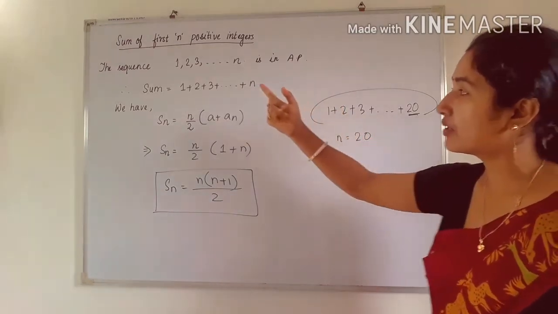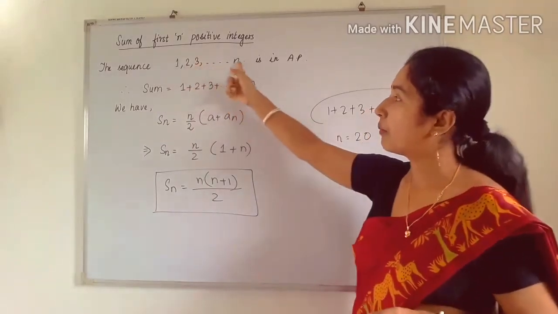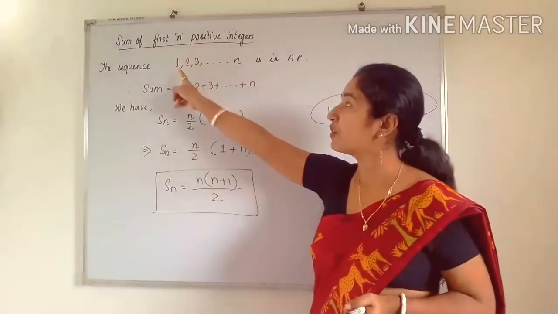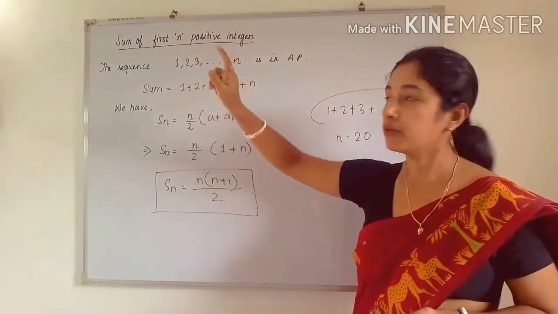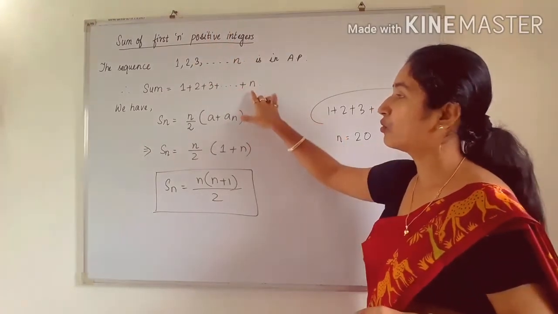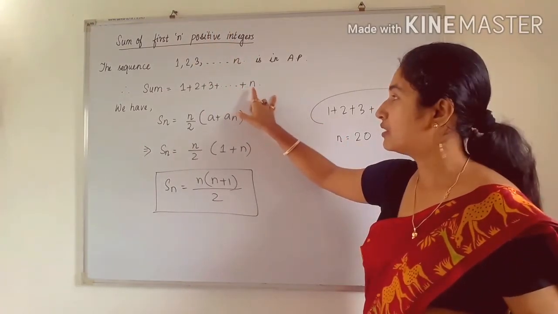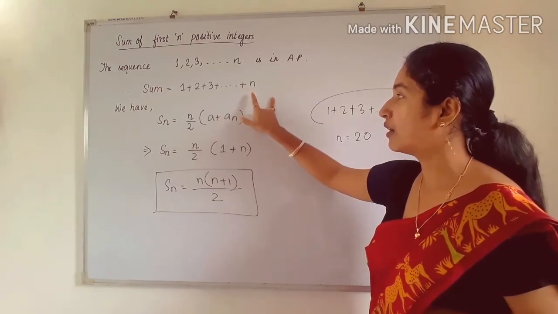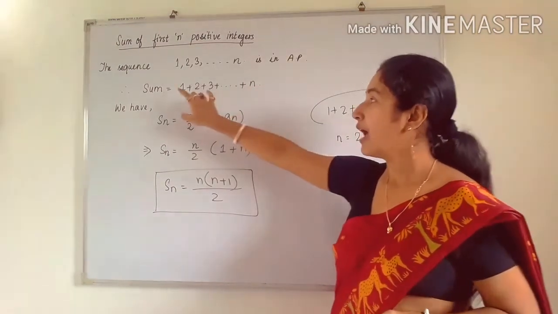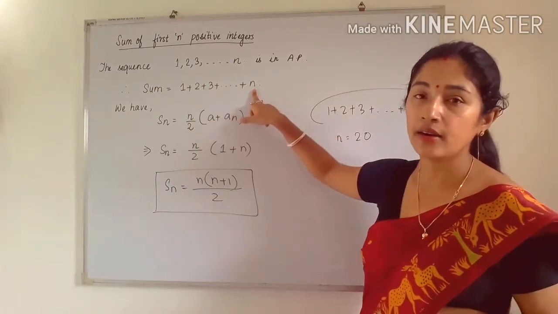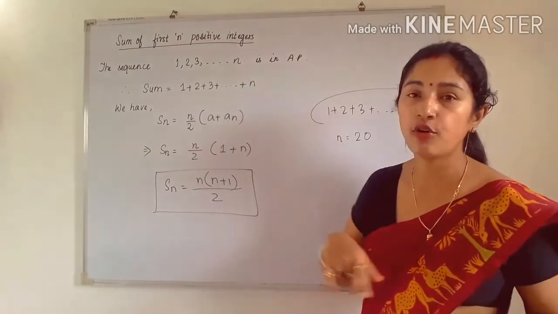Similarly, in the sequence 1, 2, 3 up to n, how many terms are there? Yes, n terms, because the last term denotes the number of terms. So the total number of terms is n, the first term is 1 and the last term is n. So we can apply the second formula.